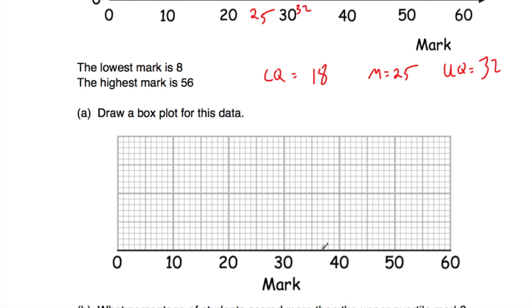And in terms of this box plot, we've got the scale drawn for us. That's fantastic. And it goes from 0 to 60. And our lowest mark is 8. And the highest mark is 56. That's perfect. Okay, so let's draw those 5 vertical lines.